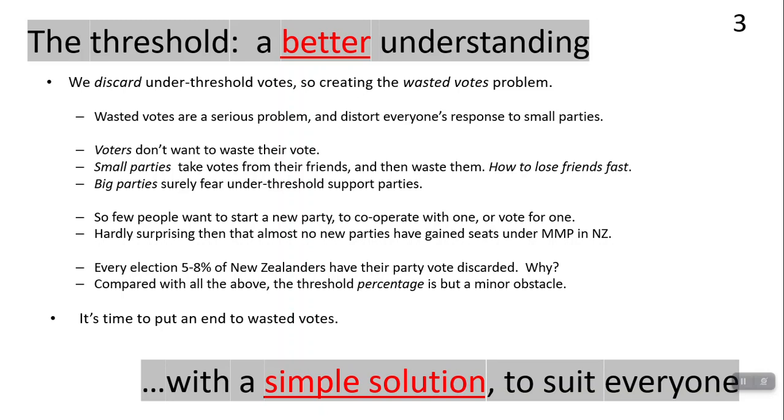Voters don't want to waste their vote. Small parties take votes from their friends and then waste them. How to lose friends fast. Big parties surely fear under-threshold support parties. So few people want to start a new party, cooperate with one, or still more, don't want to vote for one. So it's hardly surprising, really, that almost no new parties have gained seats under MMP in New Zealand. And in every election, 5 to 8% of New Zealanders have their party vote discarded. Why do we do this to them?